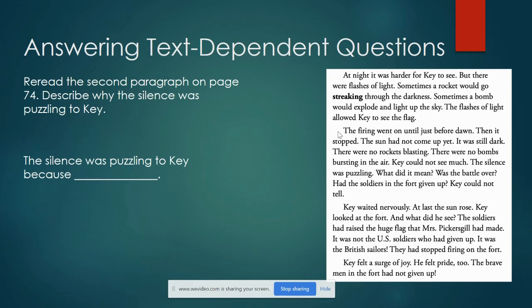And so now that we've reread the paragraph, we can begin to answer the question, first starting with our rephrase. The silence was puzzling to Key because... Go ahead and pause the video now to find some evidence from this paragraph to help explain why the silence was so puzzling. You can pause the video now and press play once you have found your text evidence.